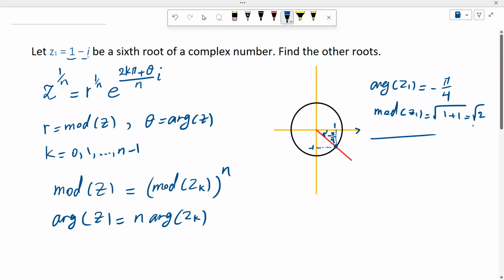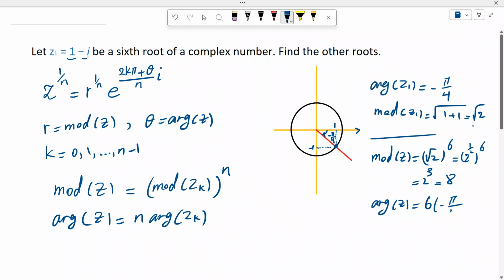Now for z that is not given, we know that mod z is this root 2 to the 6th power. Root 2 means 2 to the 1/2, to the 6, which is 2 to the 6 over 2 or 3, and that's 8. Mod is 8, and arg z is 6 times minus pi over 4, or it can be minus 3 pi over 2.